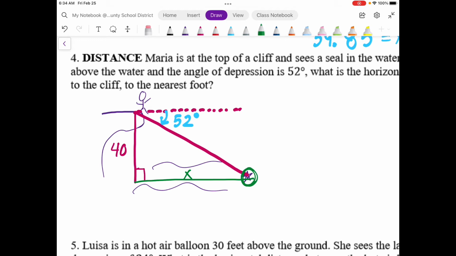Now, because we're talking about an angle of depression, this is where you're going to be using alternate interior angles, okay? So the alternate interior angle to this one, remember, is on the opposite side of the transversal. You're treating this as your transversal. So you're going to go to the other side right there, and this is also going to be 52 degrees.